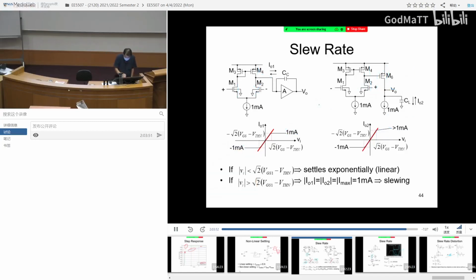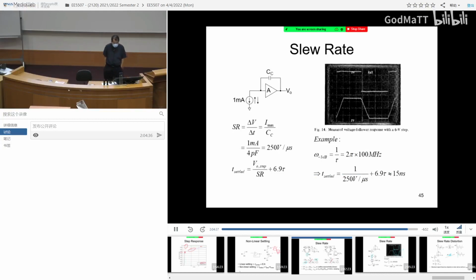But if V negative is bigger than V plus, now all the current flows here. Eventually this node will reach VDD. If you reach VDD, there is no current, so you have 1 milliampere to discharge the capacitor. Therefore this current is constant over there. If it settles exponentially, the system is linear, so that is linear settling. If the settling behavior is limited by current, you have the so-called slewing behavior.